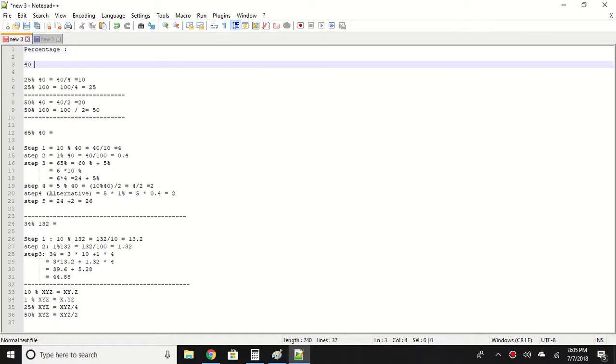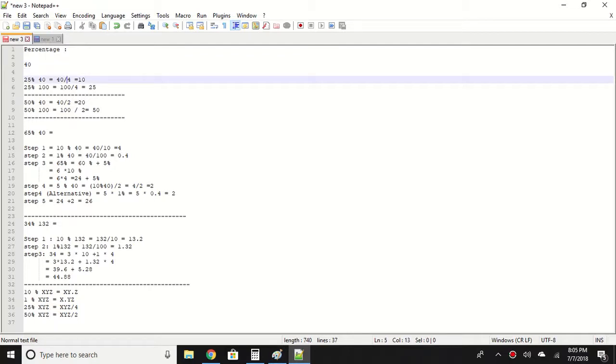What we're going to do with this 40 is find out 25% of that number. So 25% of any number is that given number divided by 4. In this case, 25% of 40 is 40, the number, divided by 4. That's going to be 10.